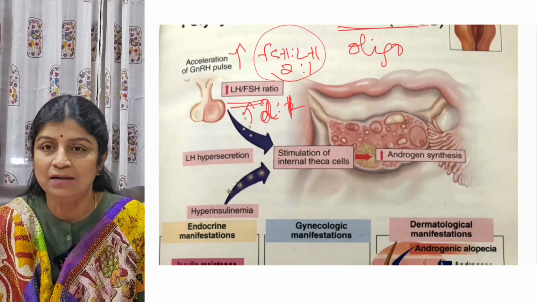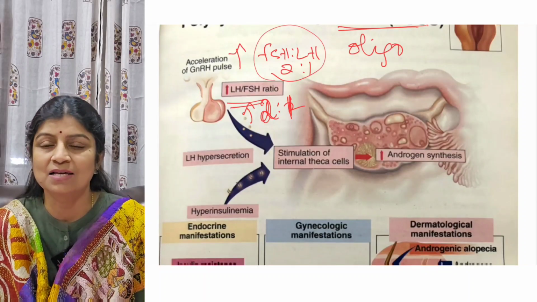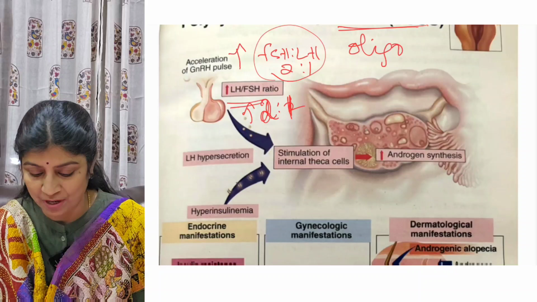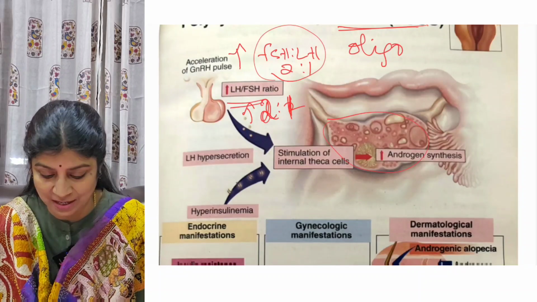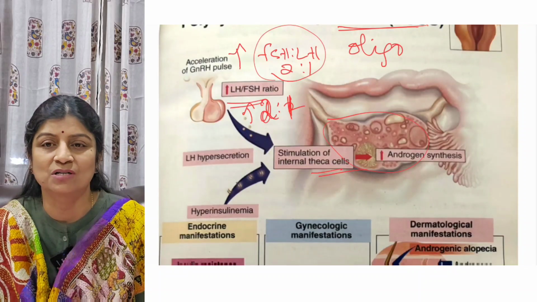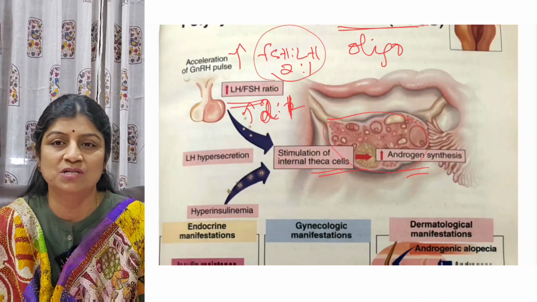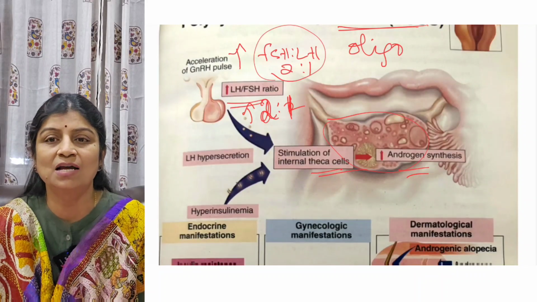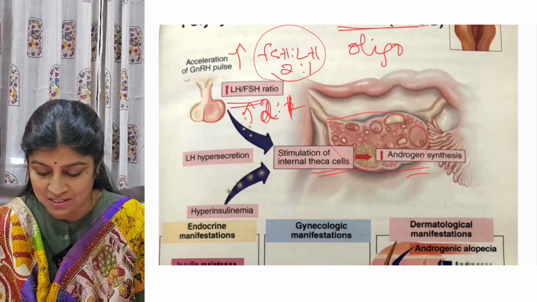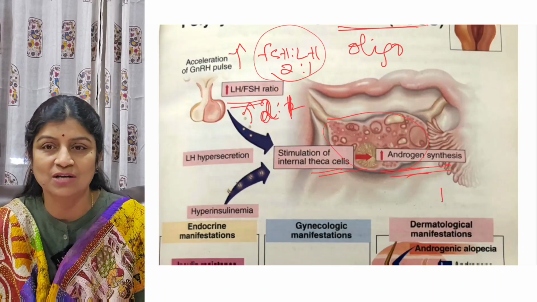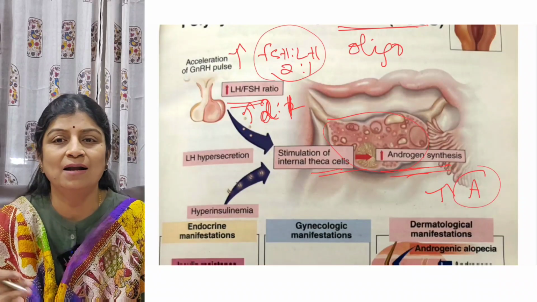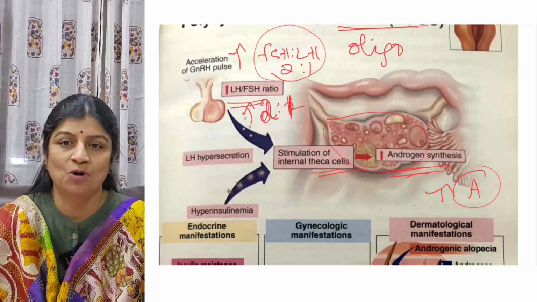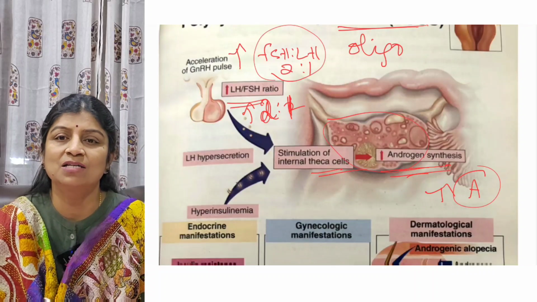This LH in turn acts on the theca cells, which are seen in the ovary, and produces the androgens. This is the source of androgens in females. But because of increased LH, which causes theca cell hyperplasia, it causes hyperandrogenemia, that is increased androgen secretion. This is the end result of the hormonal imbalance, which causes various manifestations.